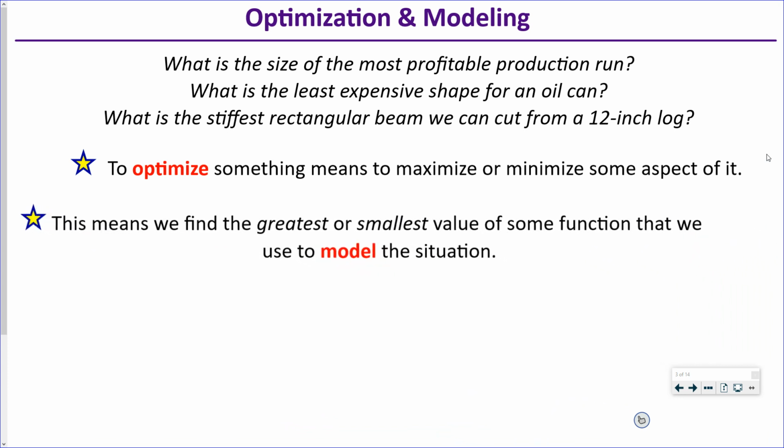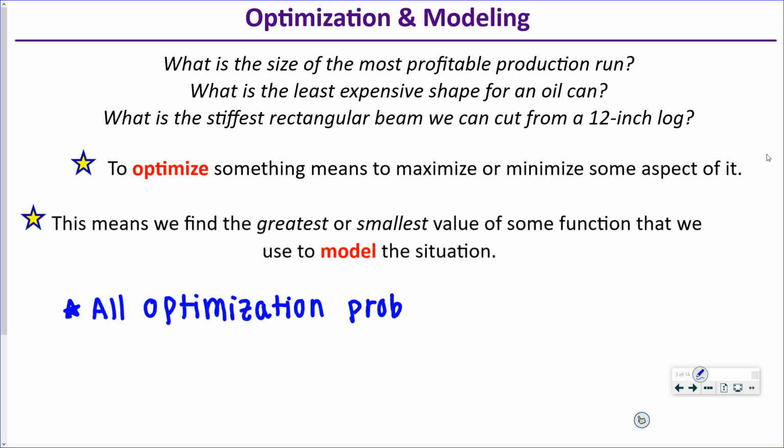So basically now we're going to tie it to calculus. We're going to find the greatest or smallest value that we can use to model whatever application we're doing. And as I mentioned before, the way I like to think about it, all optimization problems are absolute extrema problems, just in disguise.